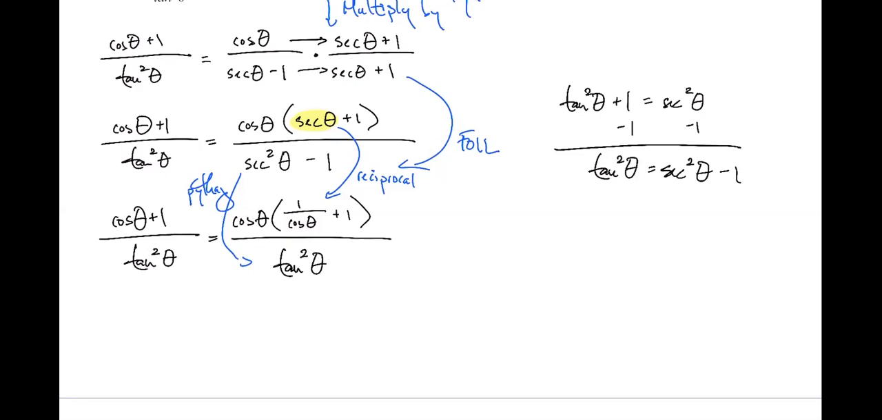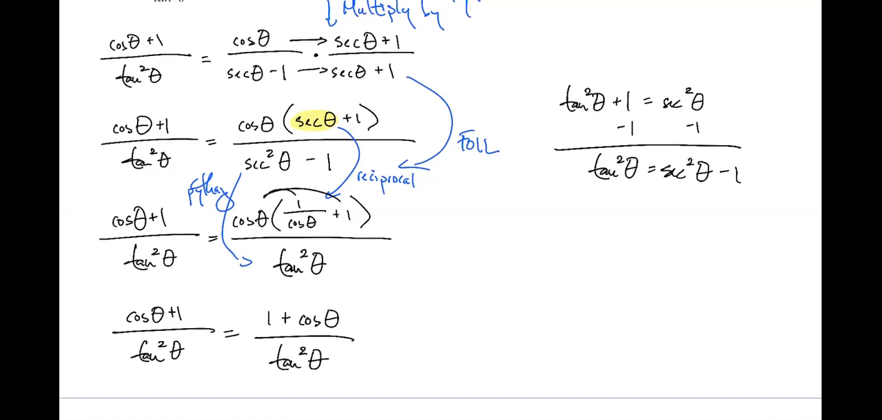And now let's see what happens with the top. Well, I could distribute, and let's see if that cosine theta plus 1 pops out on the top. We distribute here. Cosine theta times 1 over cosine theta is 1, plus cosine theta times 1 is cosine theta. And we've got the top and the bottom equal to the other side. So we are good to go. Okay.